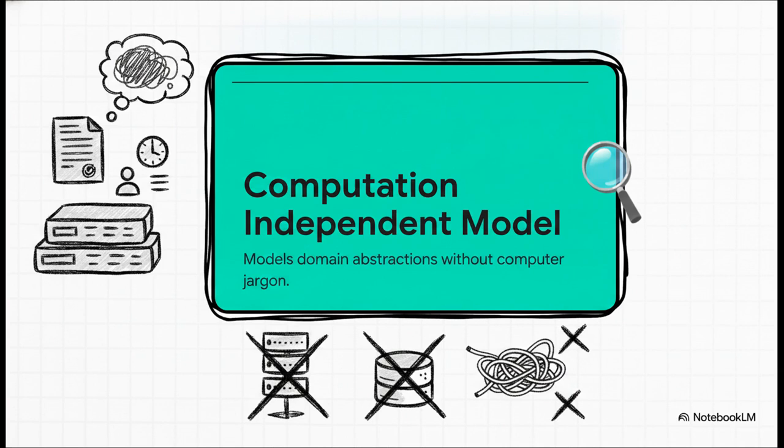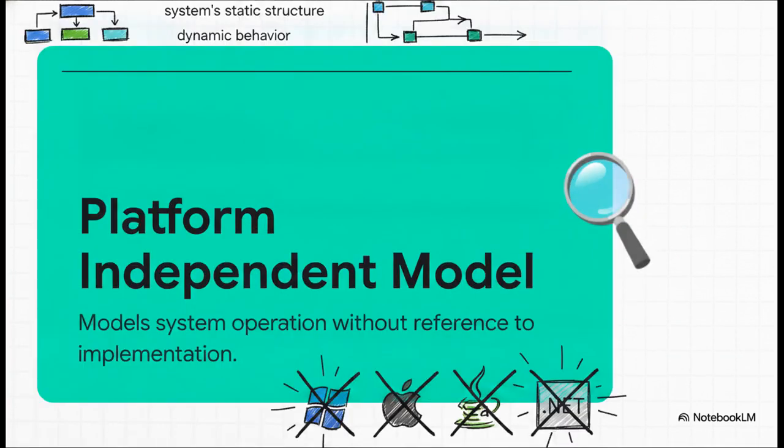So for example, if we were modeling a hospital system, this model would just talk about patient records, consultations, or security roles. Crucially, the CIM totally ignores computer jargon. It honestly couldn't care less about servers, databases, or programming languages. It's all business. Moving down a step, we hit the second level, the Platform Independent Model, or PIM.